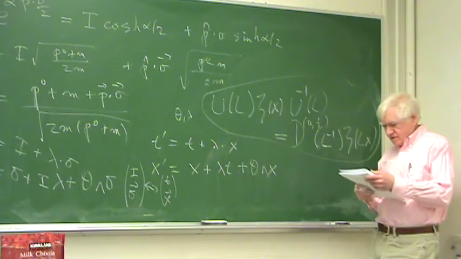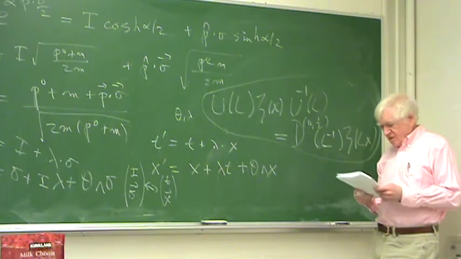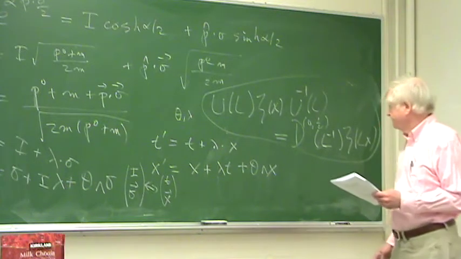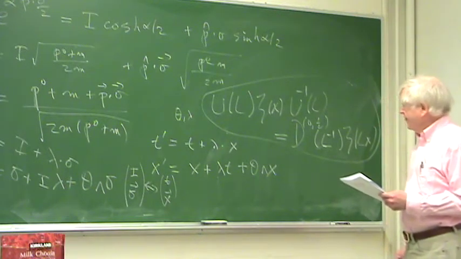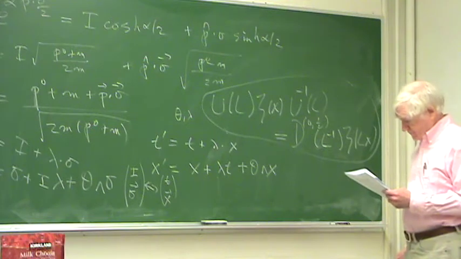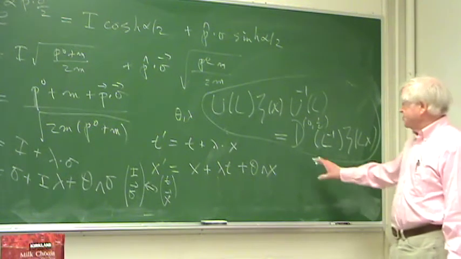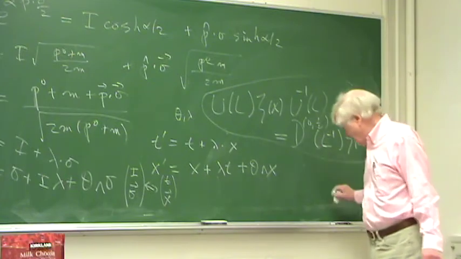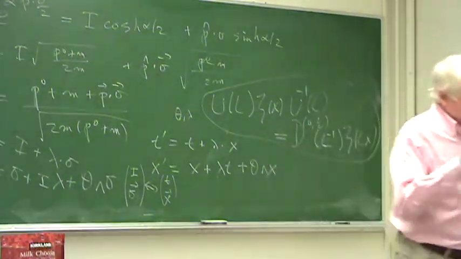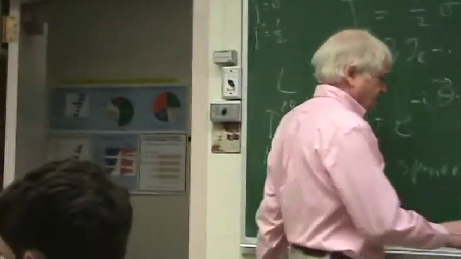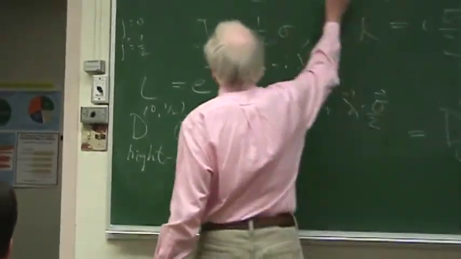Now, why do we want this thing to be like this? Well, because if we do have it transformed this way, then we can have a certain action that's Lorentz invariant. So let me show you what the action is.